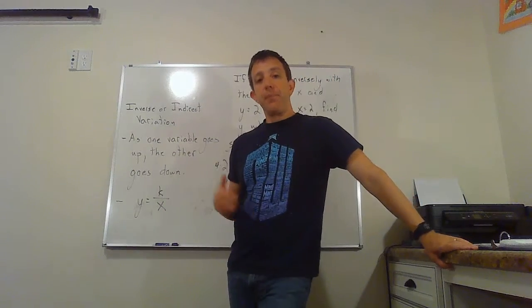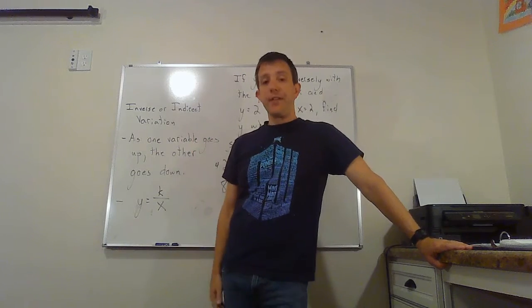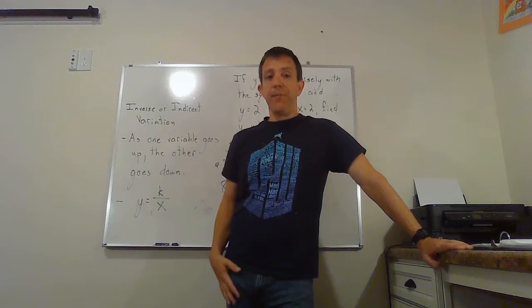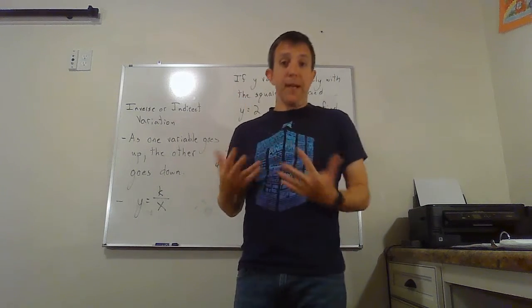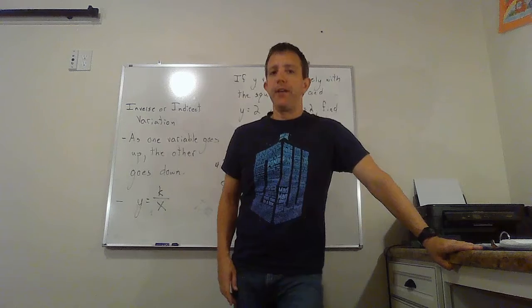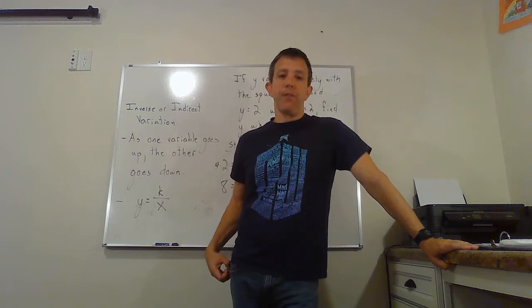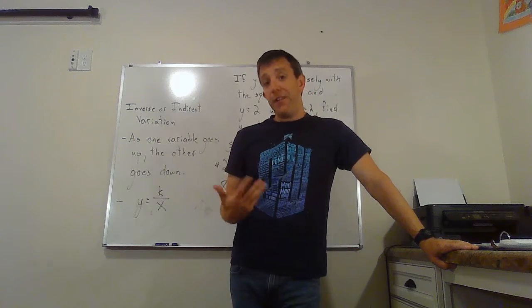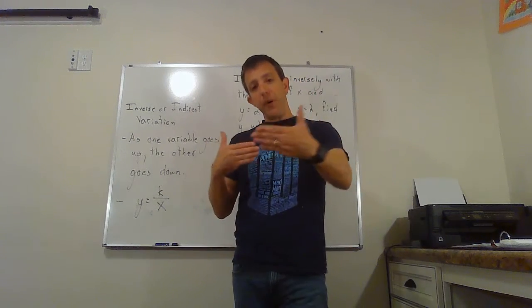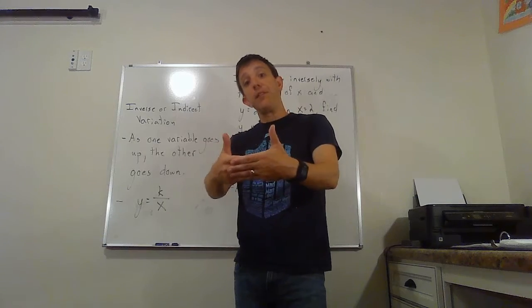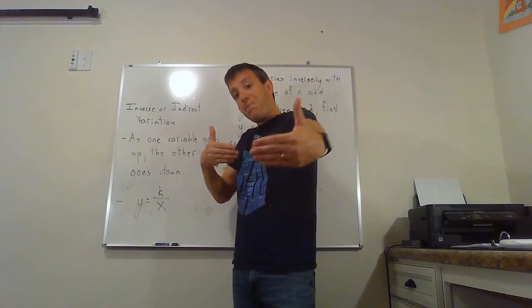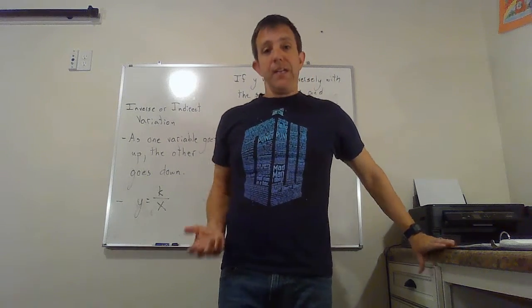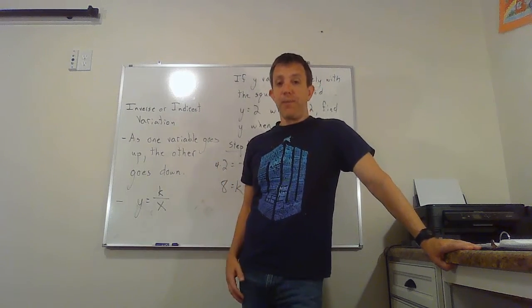All right, so next up, indirect or inverse variation. In this case, as one variable goes up, the other one is going to go down. And a really nice real-world example of this phenomenon is a campfire. If you've ever sat out around a campfire or a bonfire or something like that, you know that as you get closer to the fire, the hotter it feels, right? So the smaller your distance, the greater the heat, and if you turn around, as your distance gets bigger, the amount of heat that you feel is less. That's a great example of inverse or indirect variation.